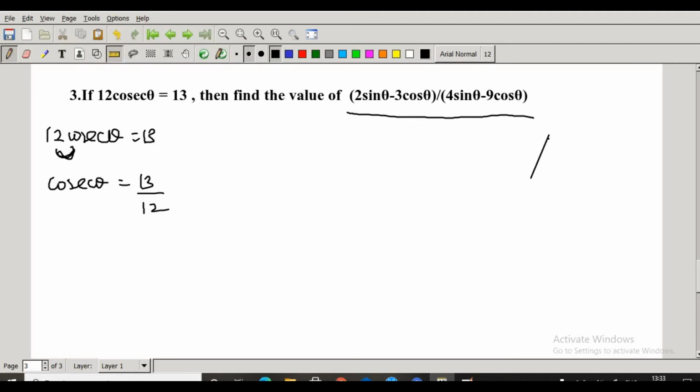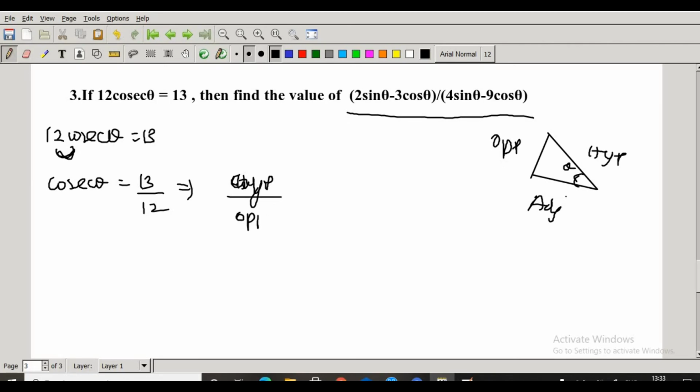As I already told you, trigonometry always deals with a right angle triangle. So I'm going to draw a right angle triangle here. I'm writing the side names: hypotenuse, adjacent, and this is opposite. This is some angle theta. The formula for cosecant is hypotenuse divided by opposite. So the value of hypotenuse is 13 and opposite is 12.